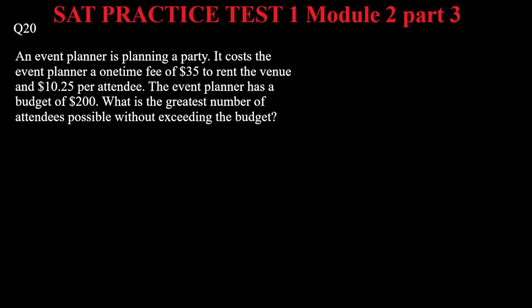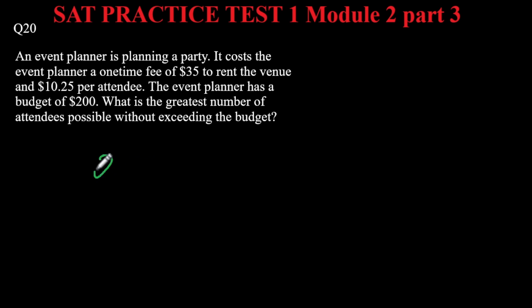An event planner is planning a party. It costs the event planner a one-time fee of $35 to rent the venue and $10.25 per attendee. The event planner has a budget of $200. What's the greatest number of attendees possible without exceeding the budget?